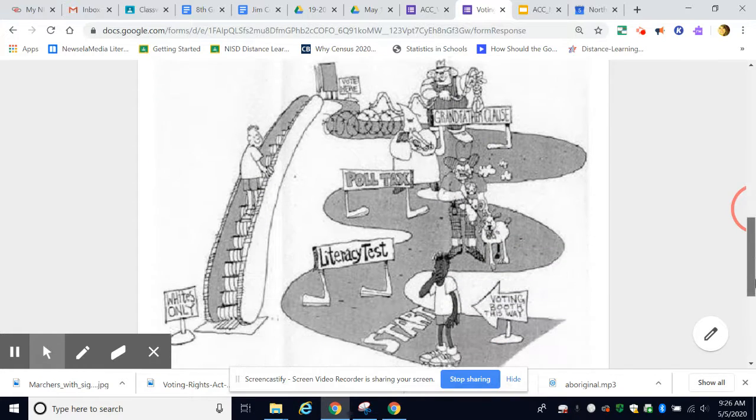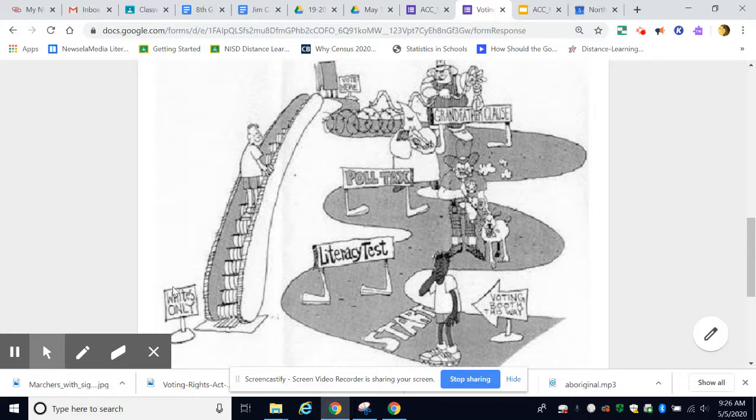Let's look at the image. On the left side, I see it says whites only, and there's an escalator here, and at the top it says vote here. And on the right-hand side, it says voting booth this way, the African American man, and it says literacy test. There's some obstacles here, a poll tax, the grandfather clause, some other obstacles, and vote here.